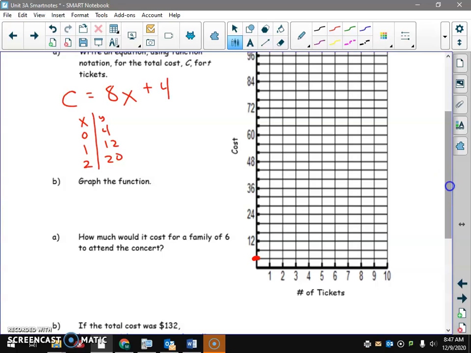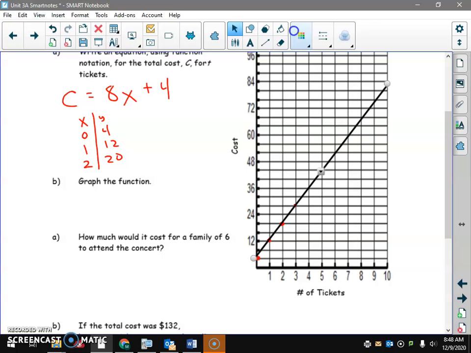$4 at 0. Then I go up to 12 for 1, over 2, and up to 20. This would be 16, and 20 is right there. And then go over to 3 if we wanted to. 3 would be 28, which would be right there. All those points form a nice line. We're going to connect them. Try to be as exact as we can. I'm going to pull this down just a touch. That looks pretty darn good right there.